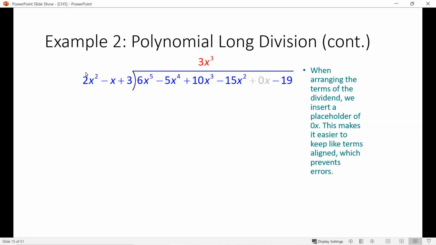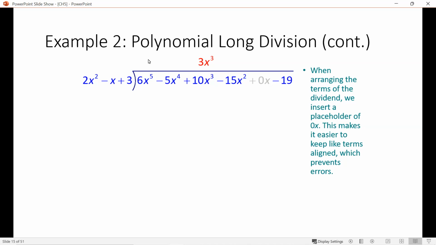2x squared. How many times does 2x squared go into 6x to the 5th? Well, it goes in 3x to the 3rd times. And if it helps you think backwards, you kind of say, what do I need to multiply 2x squared by to get 6x to the 5th? That's going to be 3x to the 3rd, right? And again, I just like to write it above the same degree term.